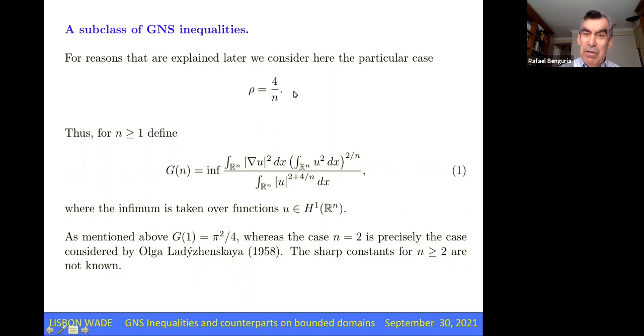So if you restrict to rho equal 4/n, the sharp constant is given by this problem: you take the infimum, where u belongs to H1 of course, of this quotient here. As I said before, g of 1 is π² over 4. The particular case of n equal to 2 of this family is precisely the case considered by Olga Ladyzhenskaya. In that case, for the Ladyzhenskaya inequality, the sharp constants are not known. In general, this is not known for any n different from one.